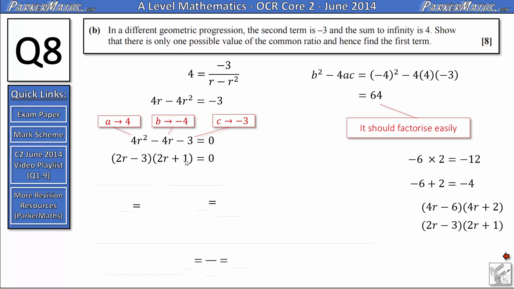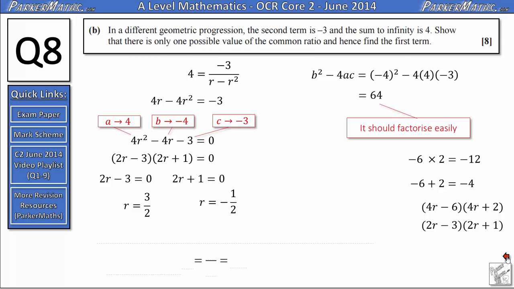Now that we've factorised this quadratic, it's fairly easy to solve. For the first bracket, we get 2r minus 3 equals 0. Adding 3 and dividing by 2 gives us r equals 3 over 2. Or we could have 2r plus 1 equals 0. Subtracting 1 and dividing by 2 gives us r is negative a half. So we've currently got two values for r here. But it says, show that there is only one possible value of the common ratio.